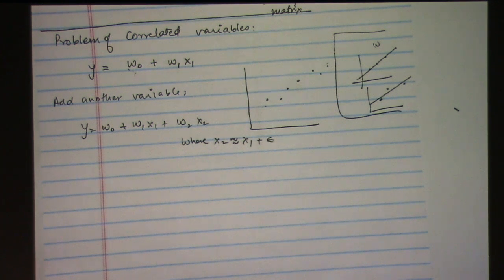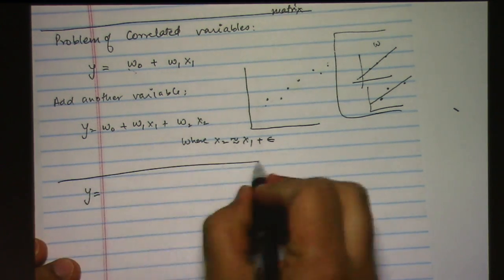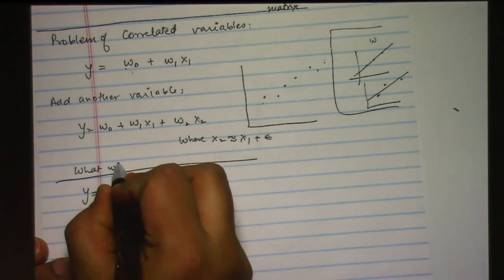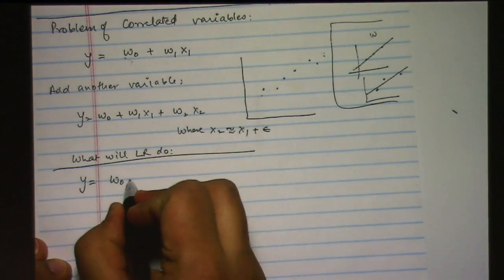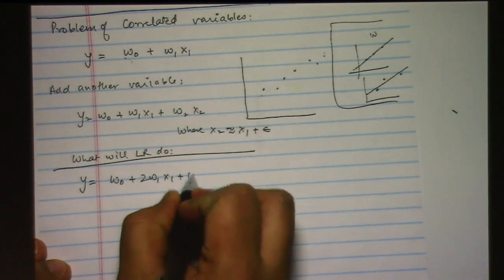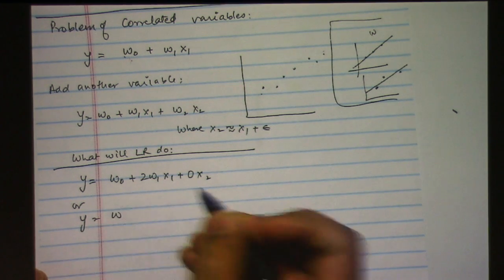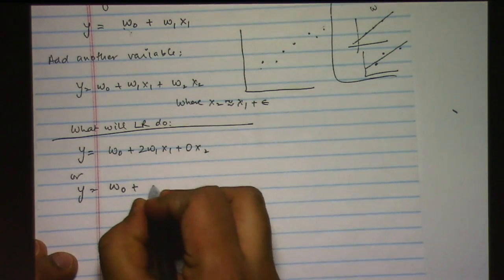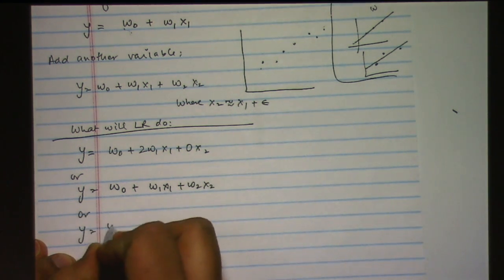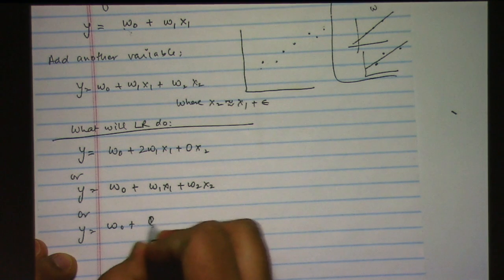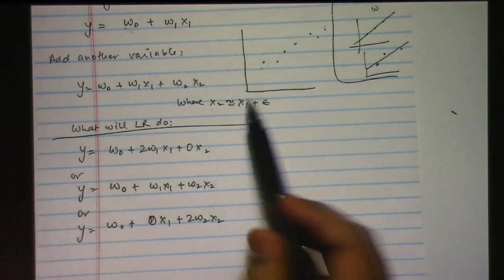Now, what is the solution that you would get? Because you could get a solution. What will linear regression do? It could learn W naught plus 2 W1 X1 plus 0 X2, or it could learn W naught plus W1 X1 plus W2 X2, or it could learn W naught plus 0 X1 plus 2 W2 X2, because all of them are correct, since they give almost the same answer.